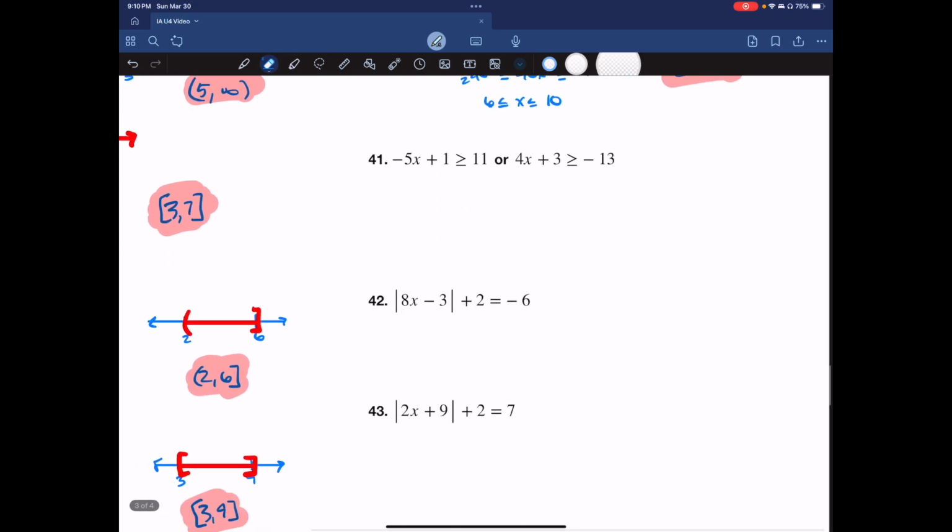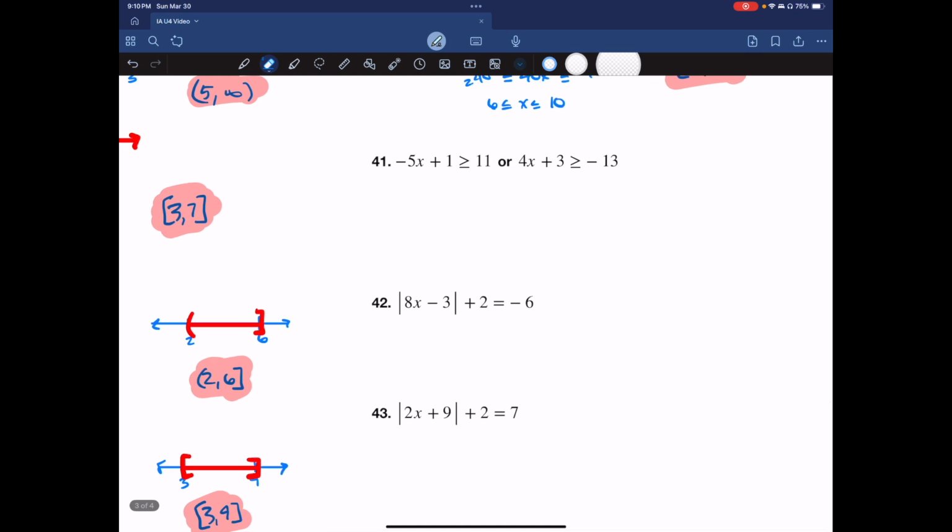Okay, now an or statement. Let's take a look at this. On number 41, we're going to subtract both sides from -1 on both sides, so it's going to be -5x greater than or equal to 10. And I'm going to divide by -5, so it's going to be x is less than or equal to -2. Okay, and then I do the or part of this. This is going to be 4x greater than or equal to -16. x is greater than or equal to -4.